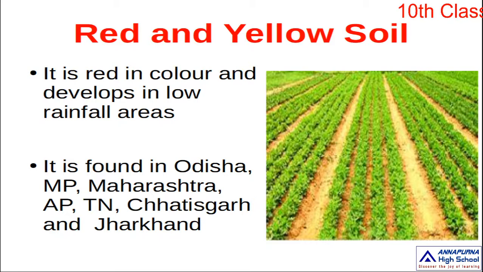And where is it found? Red and yellow soil is mainly found in Orissa or Odisha, Madhya Pradesh, Maharashtra, Andhra Pradesh, Tamil Nadu, Chhattisgarh and Jharkhand. In these states, predominantly the red and yellow soil is found, particularly in Orissa. So this is another type of soil, my dear, red and yellow soil.